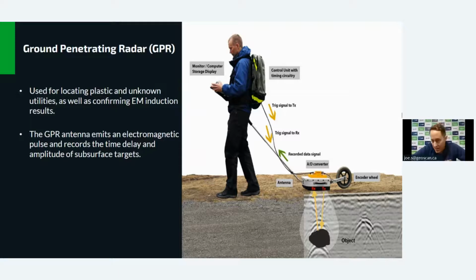The data in this example you can actually see in the bottom right corner of that picture. That's what the technician's analyzing, and there's an encoder wheel attached to the antenna so that the position of any objects that are picked up using GPR can be mapped out accordingly.